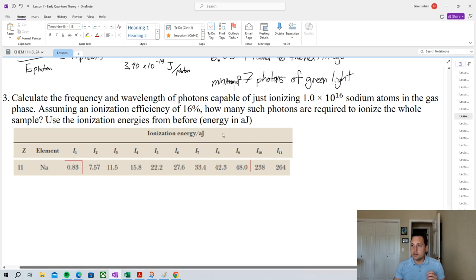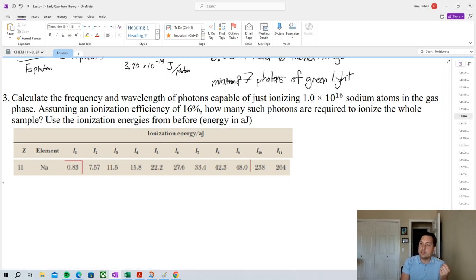And I grabbed some information from earlier in the lesson. We have the successive ionization energies for sodium. 0.83 attojoules is the energy for removing the first electron of sodium. Now, it doesn't say we need to remove all of the electrons. It says to just ionize it. So that means just removing 1 electron. So the energy requirement to remove this first electron has to be at least 0.83 attojoules. It could be more, but the requirement is this number. So let's start with that.